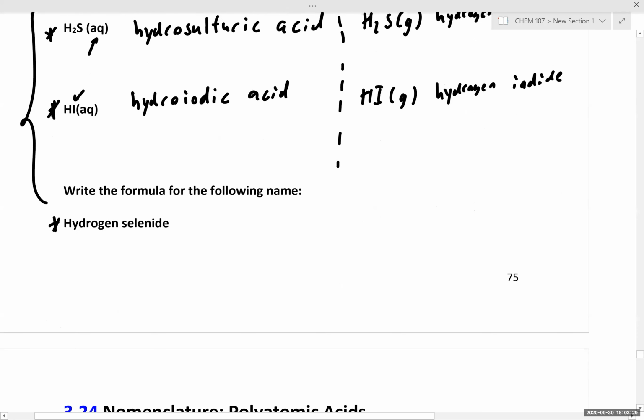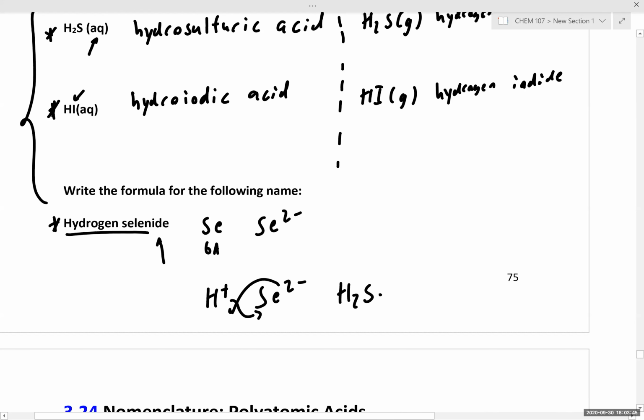Okay, let's look at this next case where we have hydrogen selenide. Selenide is derived from selenium, which is a 6A element, which has a preferred charge of 2-. So we take H+, selenium 2-, we cross our charges, we get H2Se, and because our ending is IDE and we have a prefix of hydrogen, this is the gas phase compound. Does that make sense to everyone?